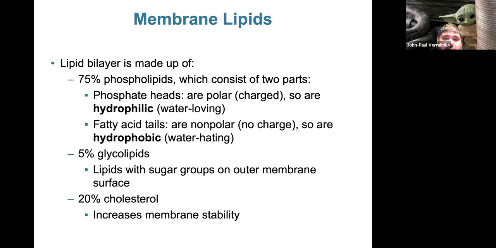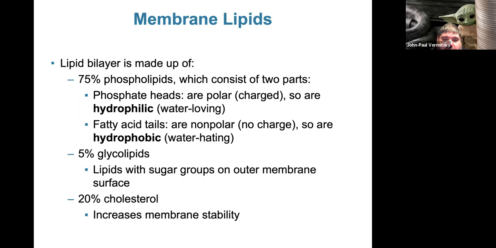So the lipid bilayer is made up of pretty much 75% phospholipids, which consist of two parts: phosphate heads, which are polar and hydrophilic, which means they like water, and fatty acid tails, which are nonpolar, which means they are hydrophobic and they do not like water. So that's about 75% of the plasma membrane.